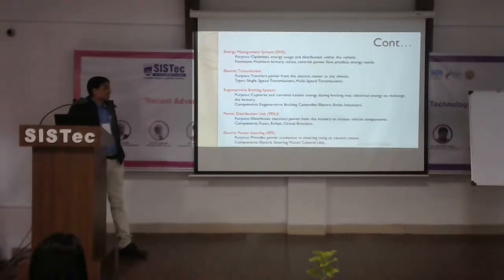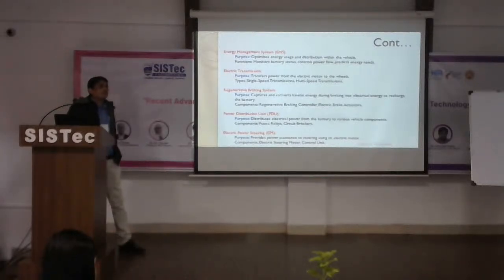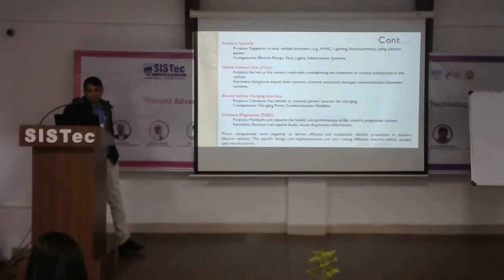So power distribution distributes electrical power from the battery to the various vehicle components. Okay, like fuses, relays, circuit breakers, which are in the electric vehicle, and electric power steering. That provides power assistance to the steering using the electric motor. Okay, and that is simple. Whatever power is required by the motor will be done by this converter.